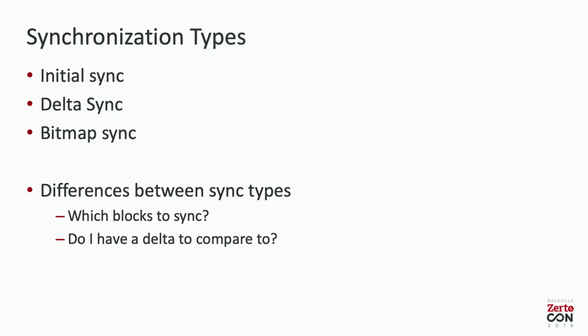But if you have to do a sync again, either delta or bitmap, you can always compare the checksums between the blocks, even blocks that you don't know whether they're different or not. You can compare them, and then if they're the same, you save on the bandwidth. Okay? But other than that, they work exactly the same. And I'll explain how. Okay?